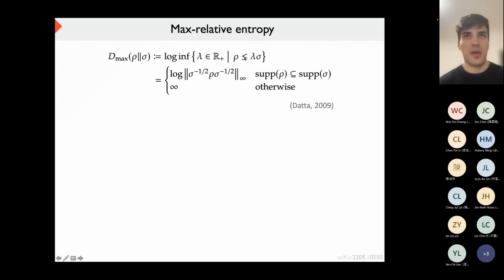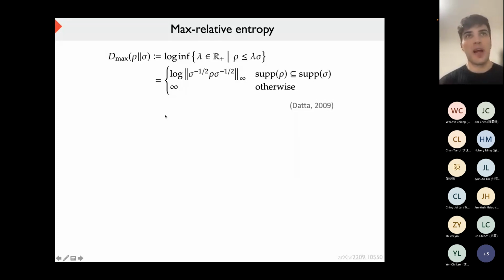The inequality is in terms of positive semi-definite matrices. So we are comparing two different states, and essentially we're asking how much bigger one state is than the other in the context of the positive semi-definite cone. This can be evaluated exactly. This is not a difficult optimization problem.